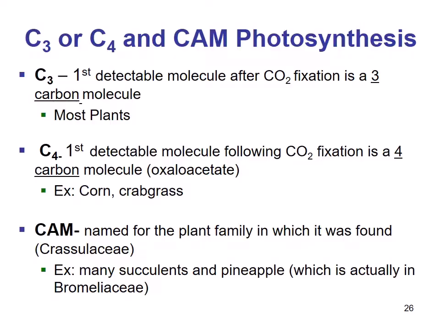CAM plants are named for the family they were first discovered in. Crassulaceae is the family, so this is called crassulacean acid metabolism, or CAM. But it's not just found in that family. It's found in many succulents and then other plant families as well.